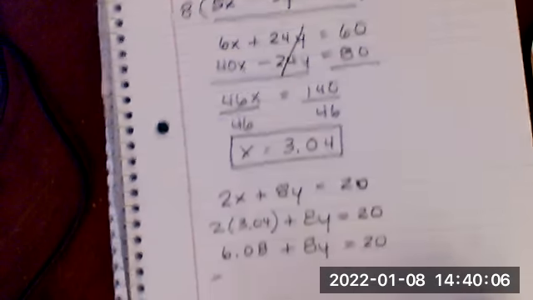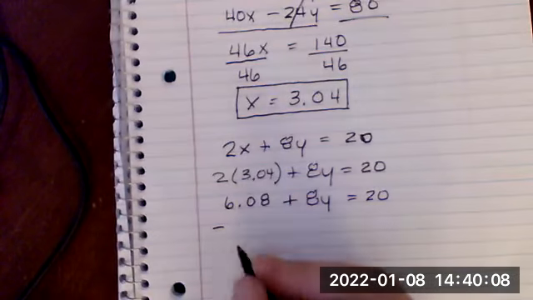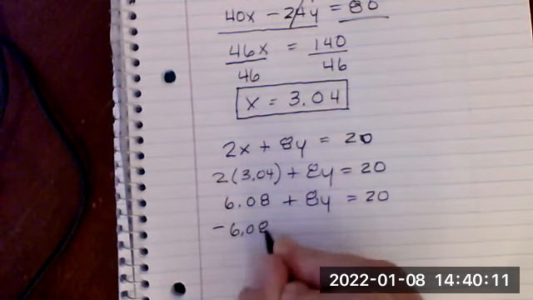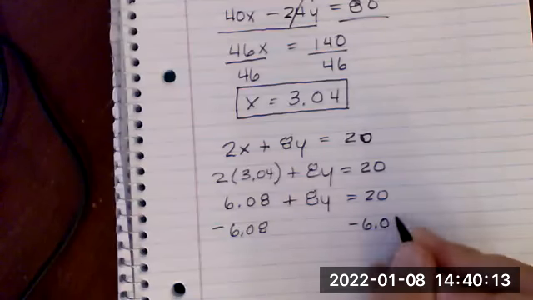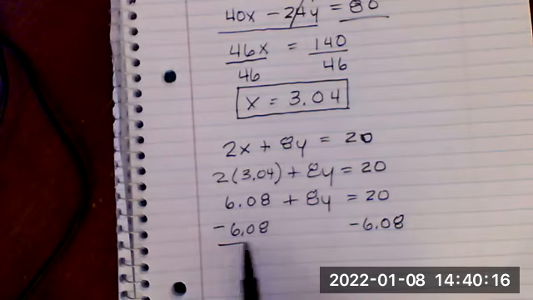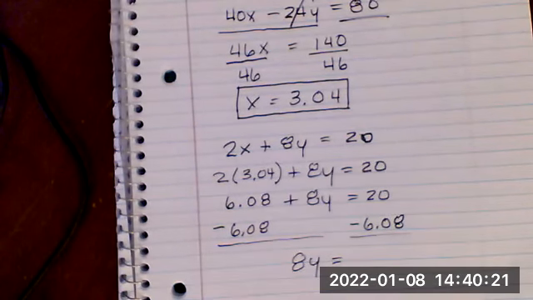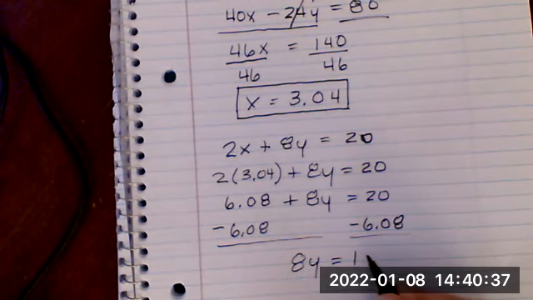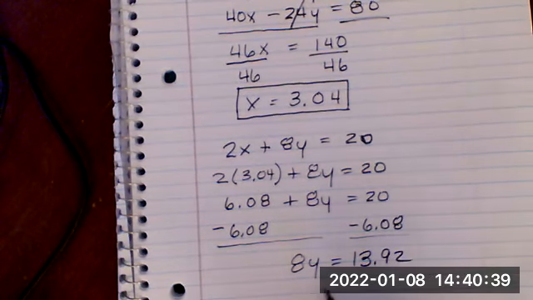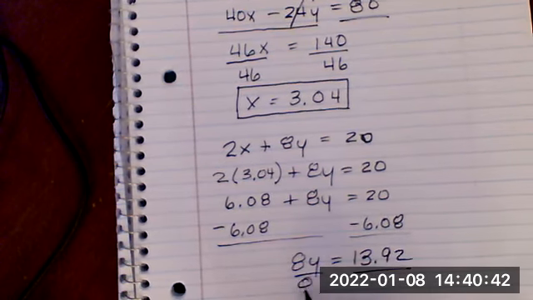We're going to subtract 6.08 from both sides. And we're going to be left with 8y equals, all right, 20 minus 6.08. That's going to be 13.92. And we're going to divide by 8.